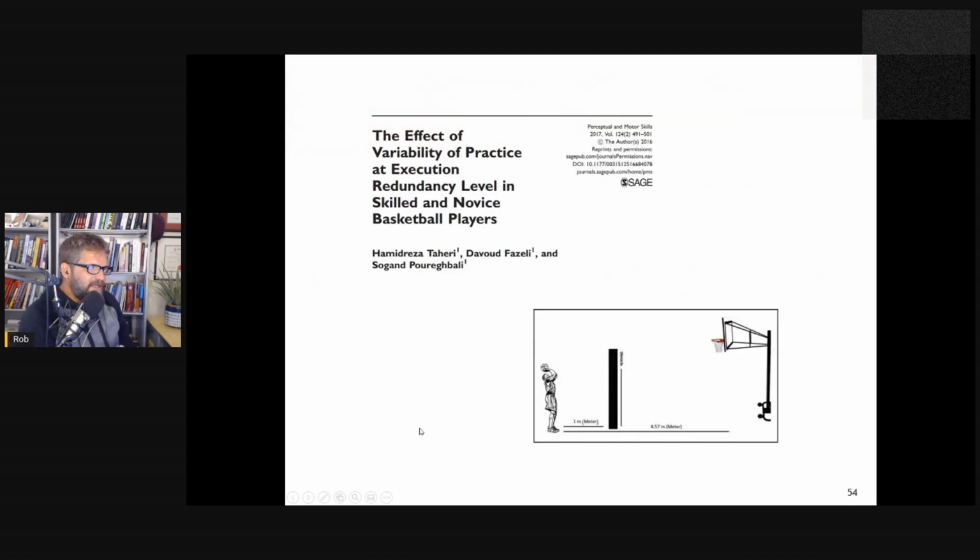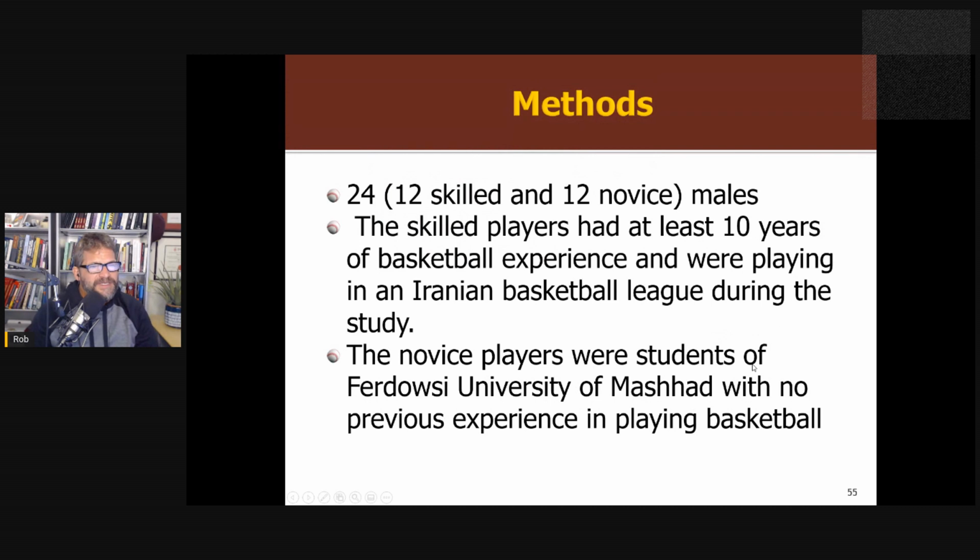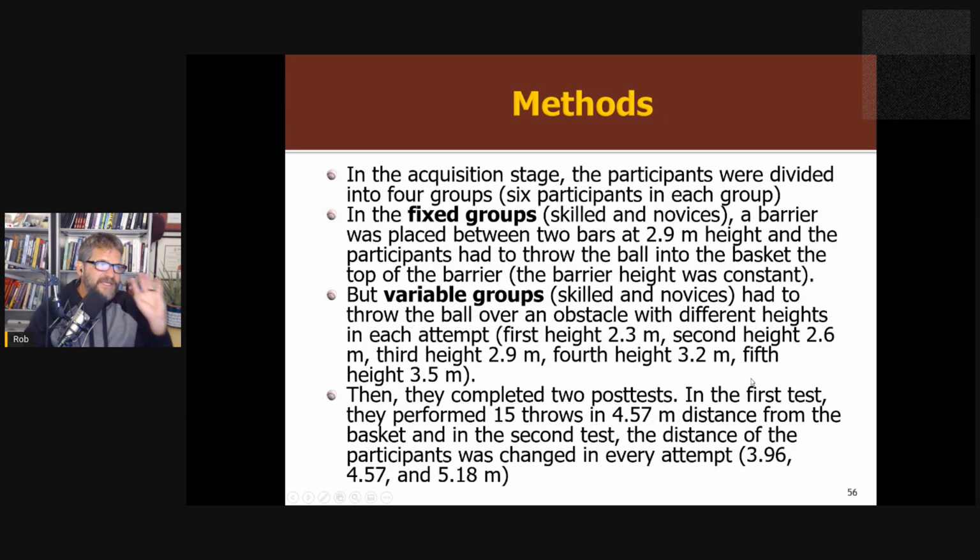Another example of this is a study I talked about earlier in my podcast many years ago, Tahiri et al. In 2017, they did a study where they added an obstacle in front of you that you had to shoot over. Again, research shows that having a higher release trajectory is actually better to a certain degree in shooting. In the study, they had 24 participants split into 12 skilled and 12 novices. They compared two training conditions. In all conditions, people were shooting over the barrier. In one condition, the barrier was always the same. In the other condition, the barrier was changing in height from shot to shot.